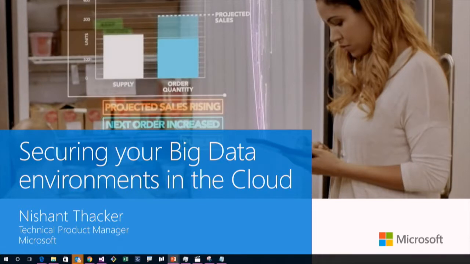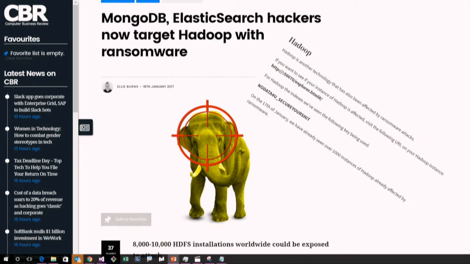So first of all, let's just set the stage over here. Why are we here? What are we talking about? Well, earlier this year, this was one of the articles that came out. I'm sure all of us read some form of it or the other. MongoDB got the short stick, so to call it.